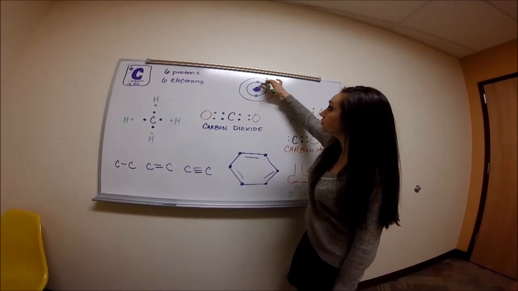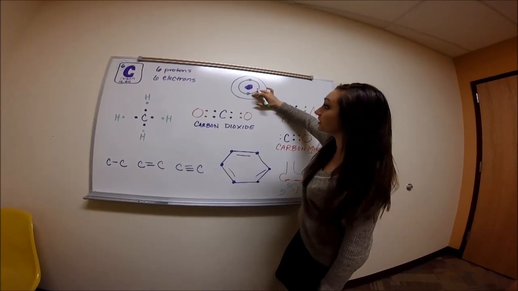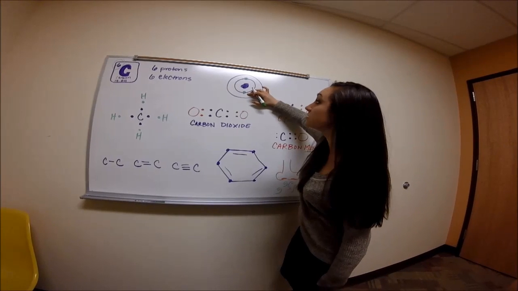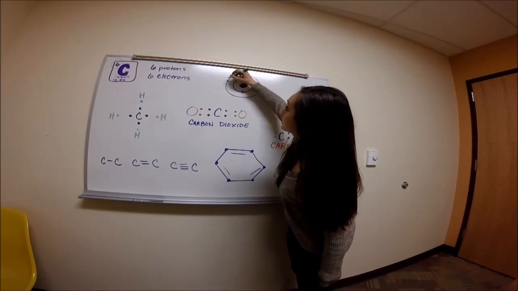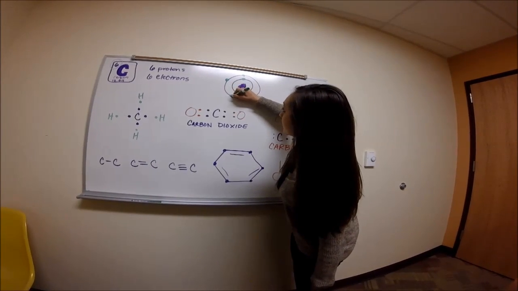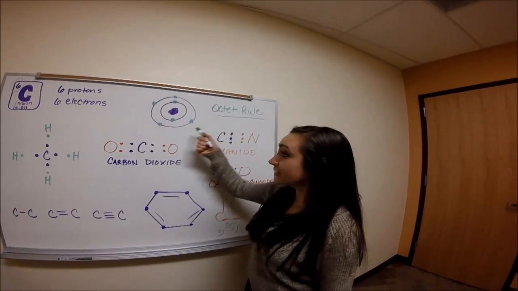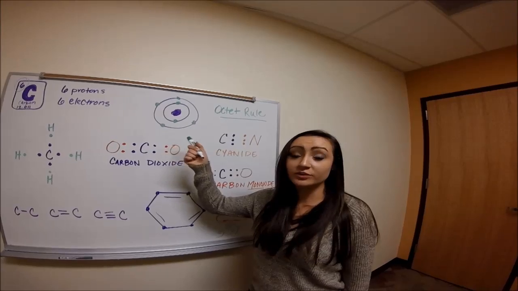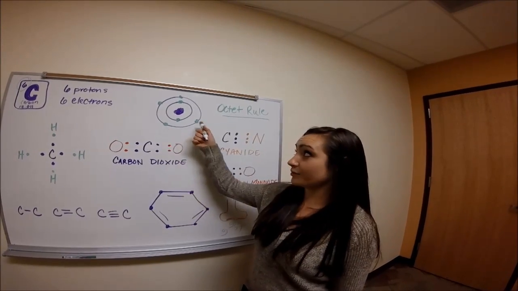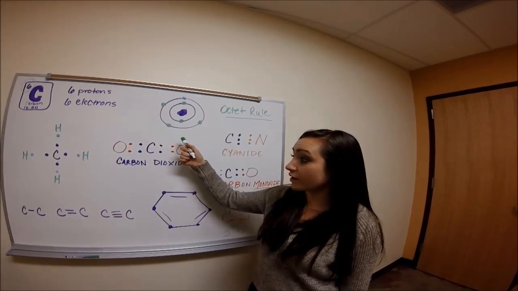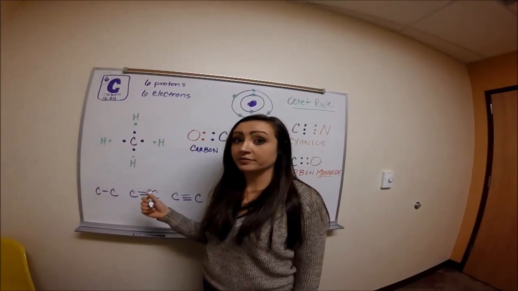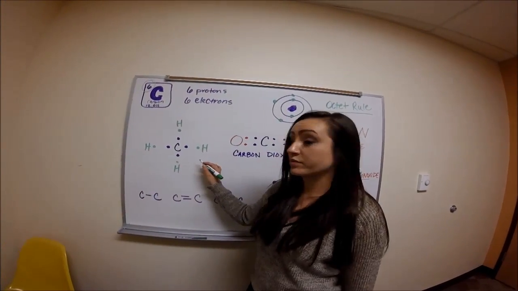Carbon has 2 electrons that take up the inner shell in the orbitals, which leaves 4 electrons in the outer shell. According to the octet rule, the outer electron shell wants to be filled with 8 electrons. Because carbon only has 4, this allows carbon to bond with 4 other elements in what we call covalent bonds.